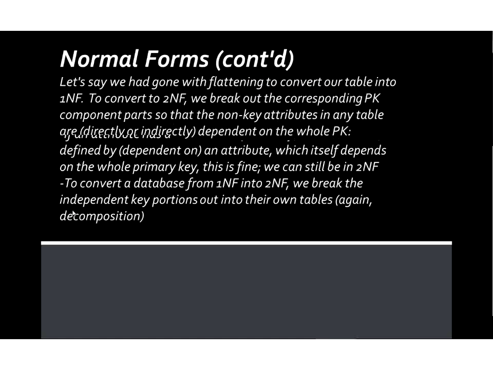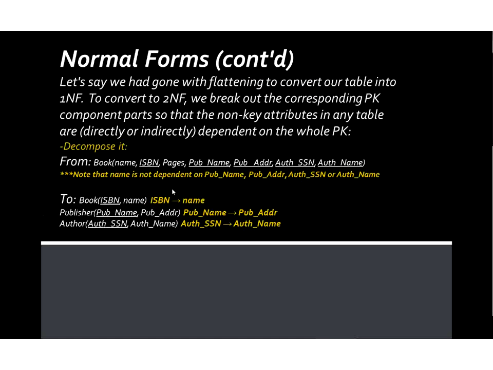Okay, so you see here why flattening isn't a good idea because really if we flatten, we kind of violate second normal form and beyond. So we want to avoid that, but it's worth mentioning for academic discussion. Okay. All right, so to convert to second, we break out the corresponding PK. The non-key attributes in any table must be dependent on the whole primary key. And again, we can have transitive dependencies.